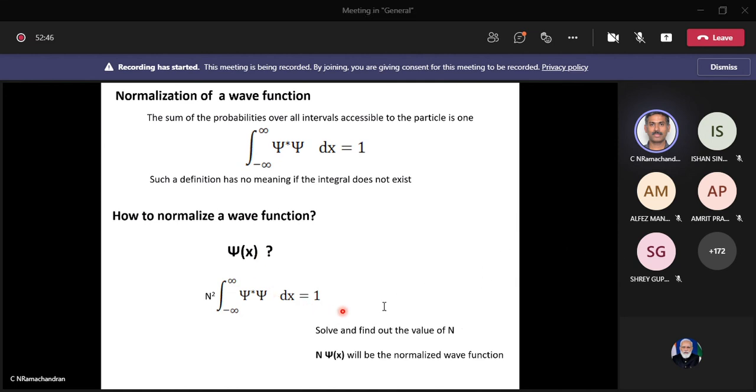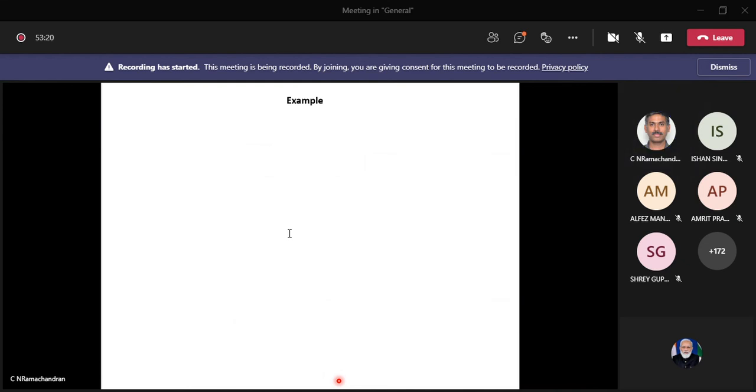With an example, it will be very clear to you. Again, if the wave function is not normalized, you can normalize it by multiplying with N. Then substitute into your normalization condition. Both Ns come outside, so that is N square, a constant, into the integral part. The integral part will give you a number, and N square into that number should be 1. From that you can calculate the value of N and substitute it back. Then N psi of x is your normalized wave function.